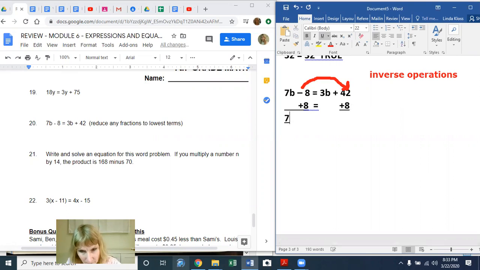Okay, so now I still have my 7b, and now I have a -8 and a +8. So that becomes, obviously, 0, put the underline under there. So that's going to equal plus 0 equals, we still have our 3b, and we have this 42 plus 8. 42 plus 8 is 50, correct. Now to get the 3b to the other side, I'm going to subtract 3b from both sides.